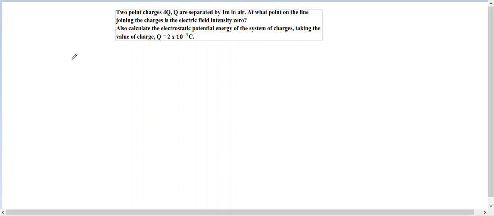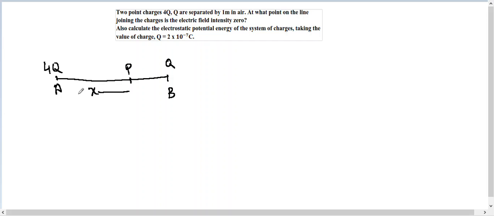Alright, so here we have a line and there are two charges located at the edges of this line. Let's give the points as A and B. Let's say that 4Q is at point A and Q is at point B. Now both these charges are positive, therefore the electric field will be 0 somewhere in between A and B. So randomly, let's take this point as P, which is at a distance of x from A, and it is going to be at a distance of 1 minus x from B.